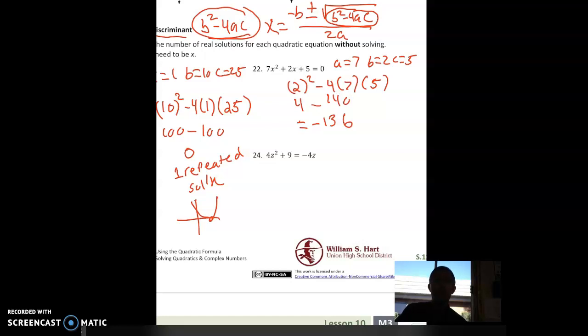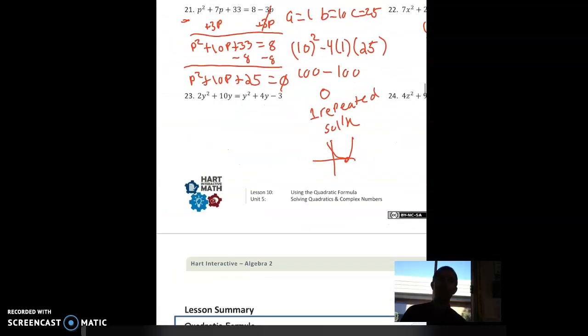Now here the discriminant is negative. Because the discriminant here, which is only the b squared minus 4ac part, is negative, that means there's going to be no solution. Whenever there's no solution for the quadratic formula, it means that the quadratic will not hit the x-axis.